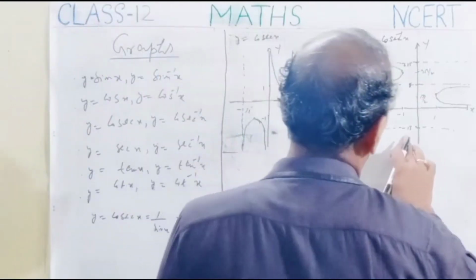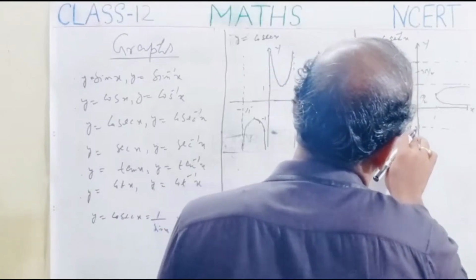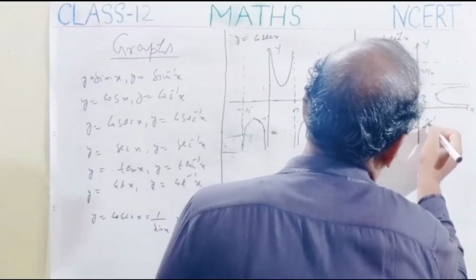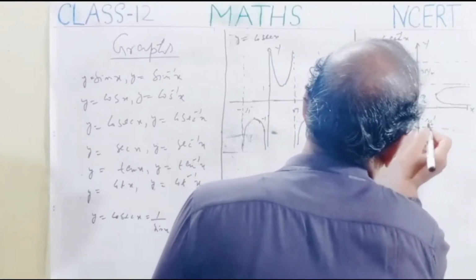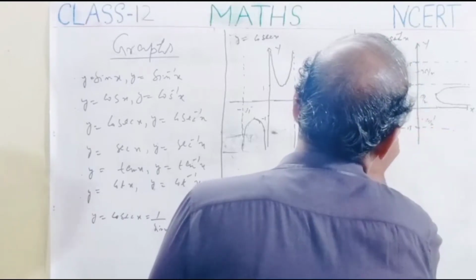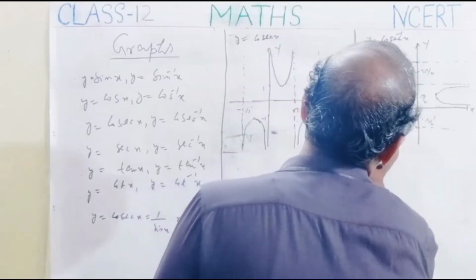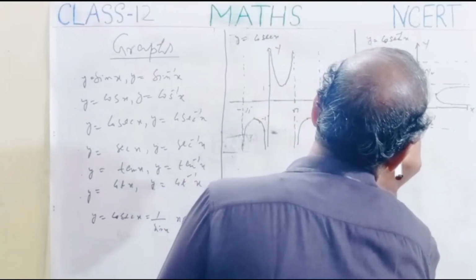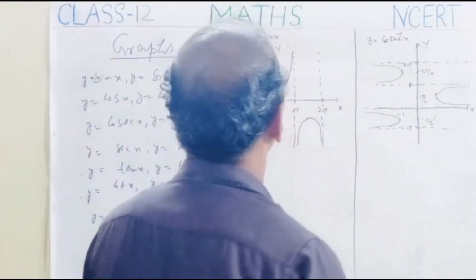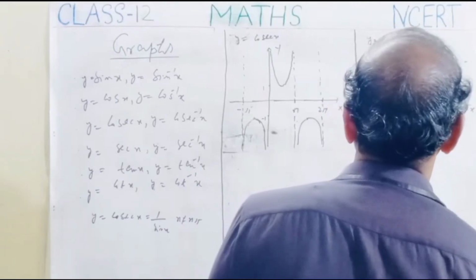Then come to the next one. Suppose this is 0, this is pi. So obviously this point will be minus 1. So at minus pi by 2, the value is minus 1, and it is not defined for pi and not defined for 0. Not defined means that point is going to be at infinity. Here also, this point is going to be infinity. So this is the graph of y is equal to cosec inverse x.